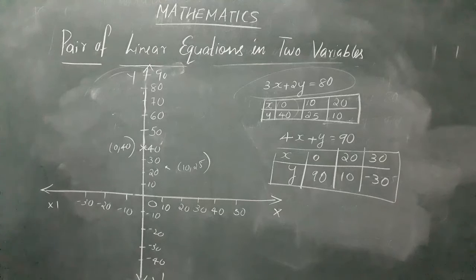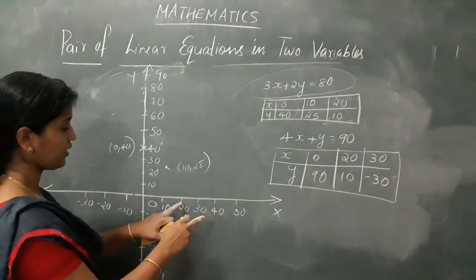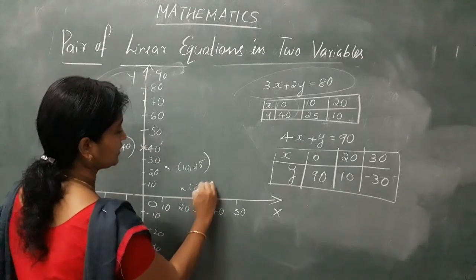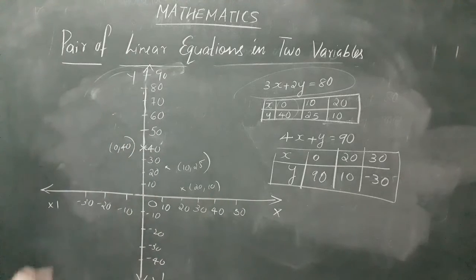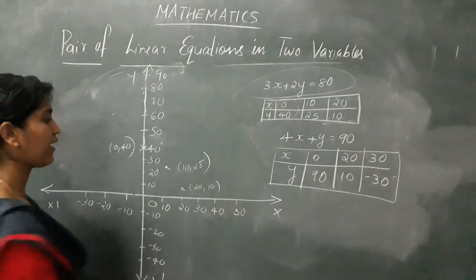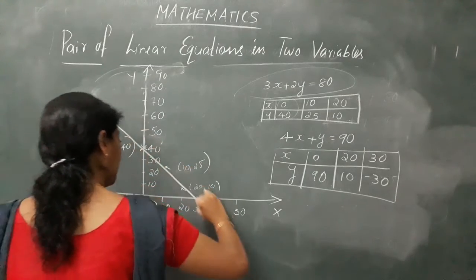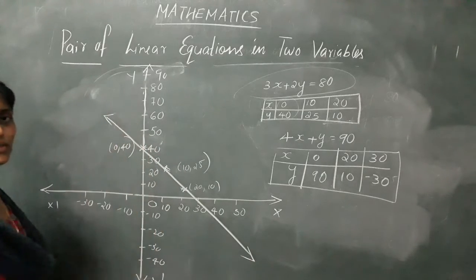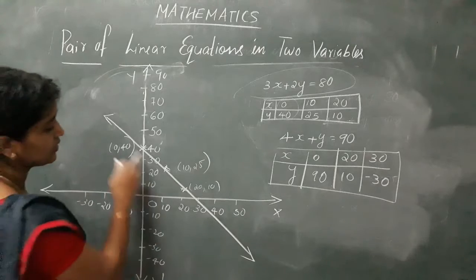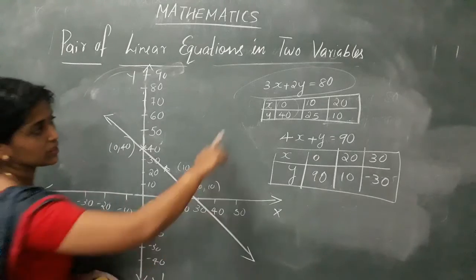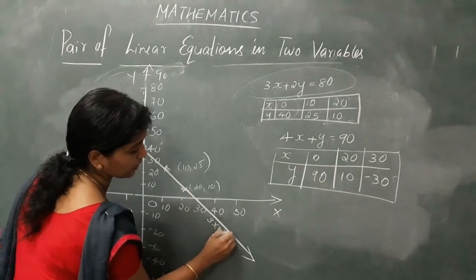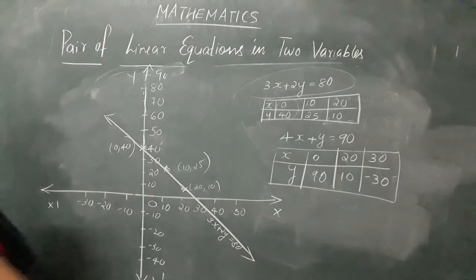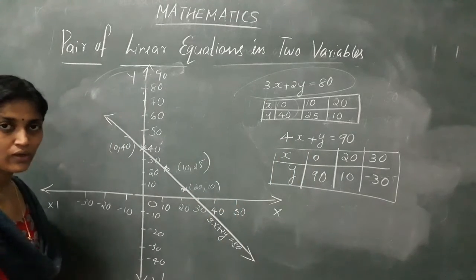Where will our next point be? It is (20, 10). The x coordinate is 20 and y coordinate is 10. So we plot the points. What was our next step? We have to join these points using a line like this. Here I am using my hand to do it. Next, that is the graph of the first equation, 3x plus 2y equal to 80. So name the line.